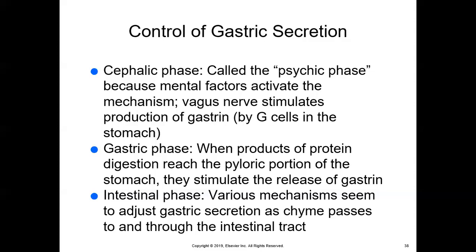So gastrin is released and produced in 3 different phases. Just when you think about it, or you smell it, or you see it, then gastrin's produced. When you physically have protein broken down to a certain extent and it goes into the pylorus region of the stomach, more gastrin's produced. And then also as the chyme passes to and through the intestinal tract. So if chyme gets to and is getting through the intestinal tract, then more gastrin's produced as well.